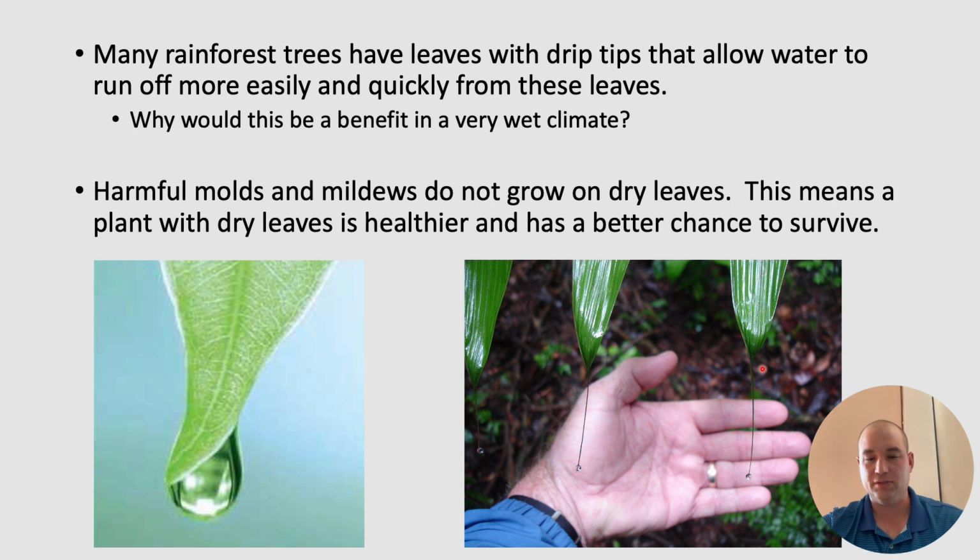These are drip tips. These drip tips allow the water to flow off the leaves. Now, why would this be a benefit in a very wet climate? Harmful molds and mildews do not grow on these dry leaves because the water is able to dry off them. So this means that the plant with dry leaves is healthier and has a better chance to survive.